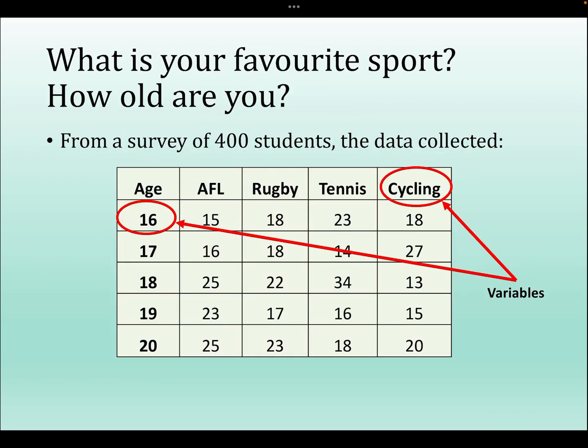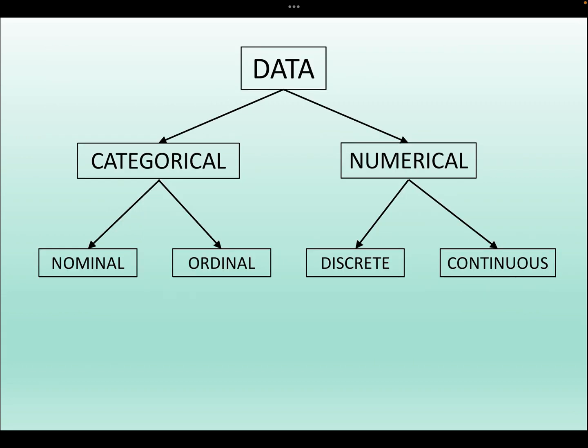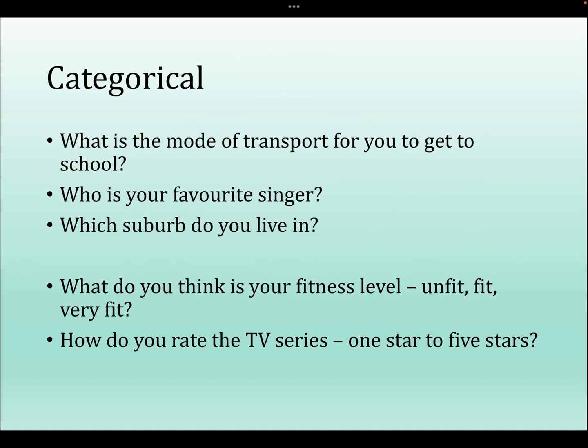So now we can look at how we classify data. In terms of data, we can classify it as categorical or numerical. Categorical data can be classified as nominal or ordinal, and numerical data can be thought of as discrete or continuous. Let me explain the difference between these four.